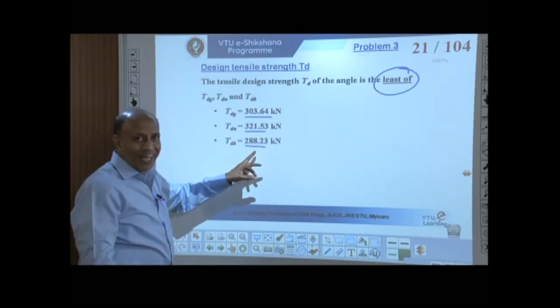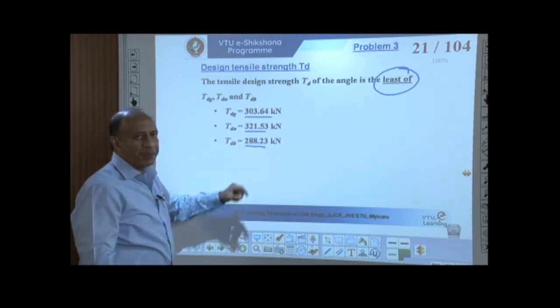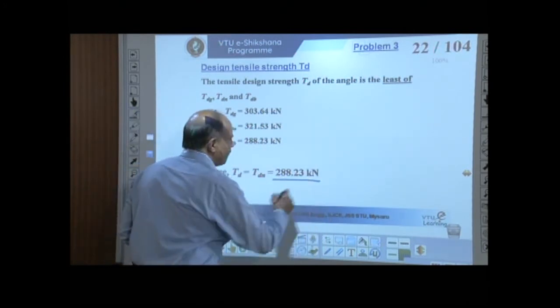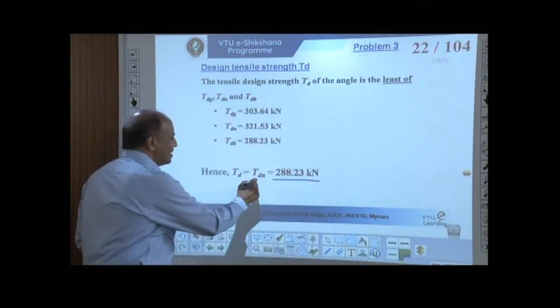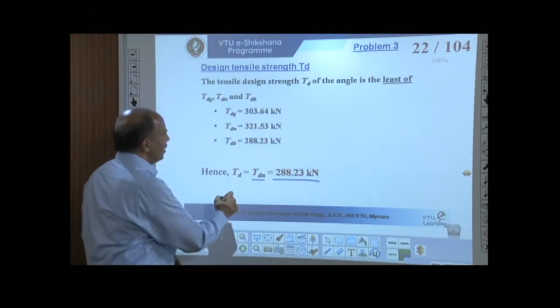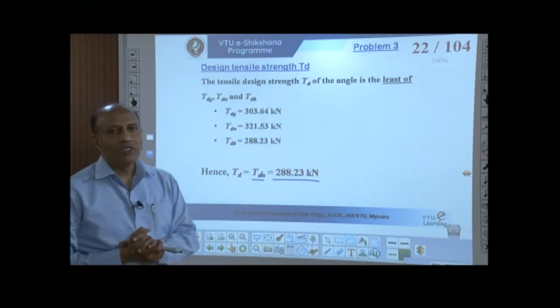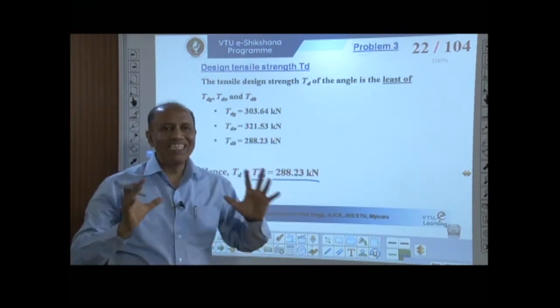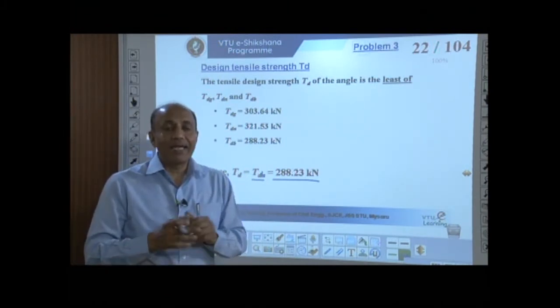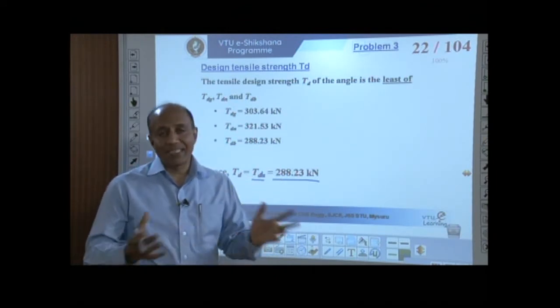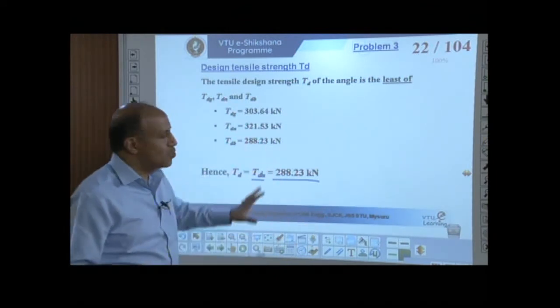Obviously, the least of these is due to block shear failure of the connection, which is 288.23, and we are saying that the failure criterion is due to TDB, which is 288.23 kN, correct? So, pick the least of that and say that is the actual design strength of that particular given connection. I hope you understood this procedure.